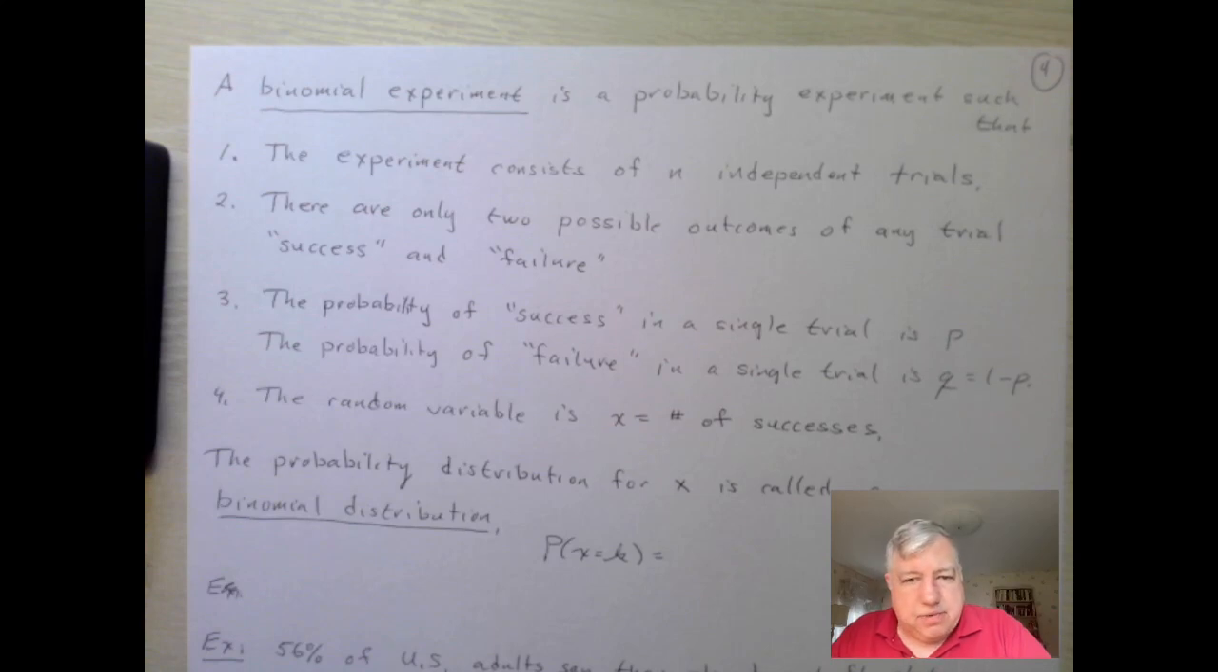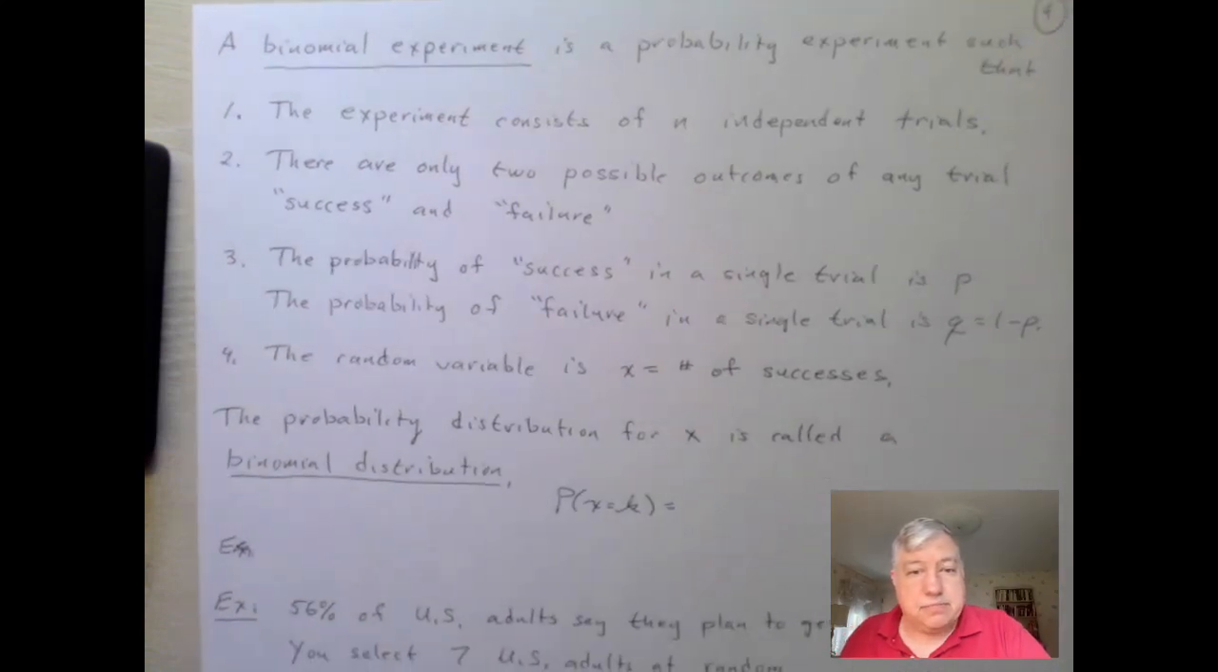I put success and failure in quotation marks because we don't really want to look at something as necessarily good or bad. Instead of success, we could just call it outcome 1, and instead of failure, we could call it outcome 2. Okay. The main thing in a binomial experiment is that you have 2 possible outcomes for each trial, and the probability of the first outcome is always the same, and the probability of the second outcome is always the same, no matter what trial you're doing. Okay, the two outcomes, that's the bi in binomial.